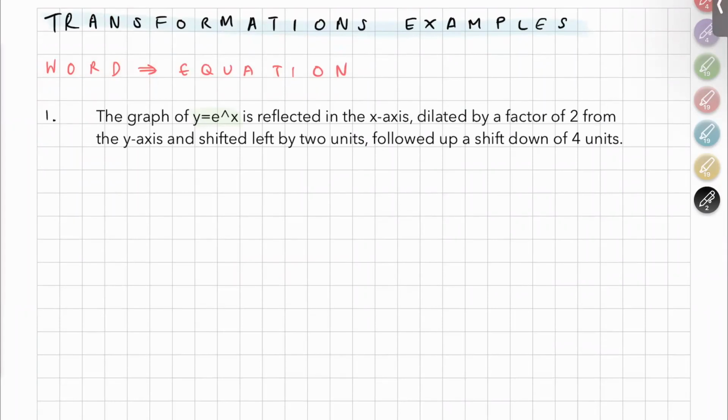Hey guys, welcome back. We are going to go through some transformation examples today. And the first question we have here is a word transformation, and we're going to see how that has an effect on the equation itself that we're transforming.